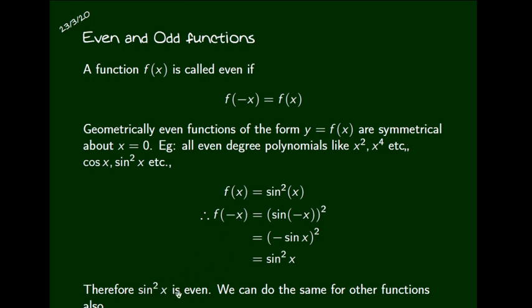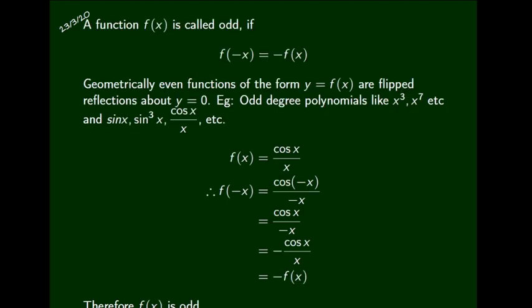It is not that sin x is even. Sin x is an odd function because sin of minus x equal to minus sin x, but when we take an even power it automatically comes into the even function category. Now we discuss what is an odd function. An odd function has the definition f of minus x equal to minus f of x. Geometrically, odd functions of the form y equal to f of x are flipped reflections about y equal to 0. For example, odd degree polynomials like x cube, x raised to 7, etc., and the sine function, and also odd powers of odd functions like sine raised to 3 x, cos x by x.